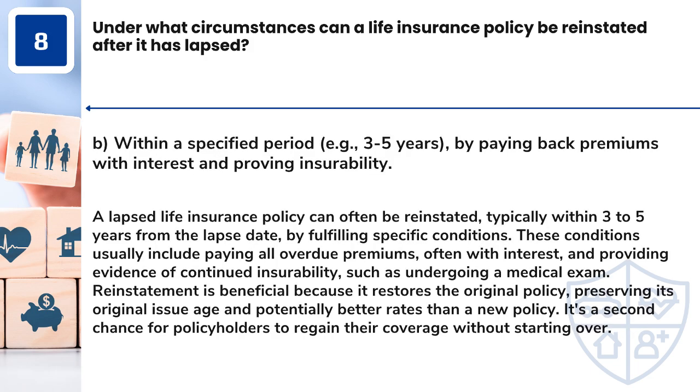Answer: B. Within a specified period, e.g., 3 to 5 years, by paying back premiums with interest and proving insurability. A lapsed life insurance policy can often be reinstated, typically within 3 to 5 years from the lapse date, by fulfilling specific conditions. These conditions usually include paying all overdue premiums, often with interest, and providing evidence of continued insurability, such as undergoing a medical exam. Reinstatement is beneficial because it restores the original policy, preserving its original issue age and potentially better rates than a new policy. It's a second chance for policyholders to regain their coverage without starting over.